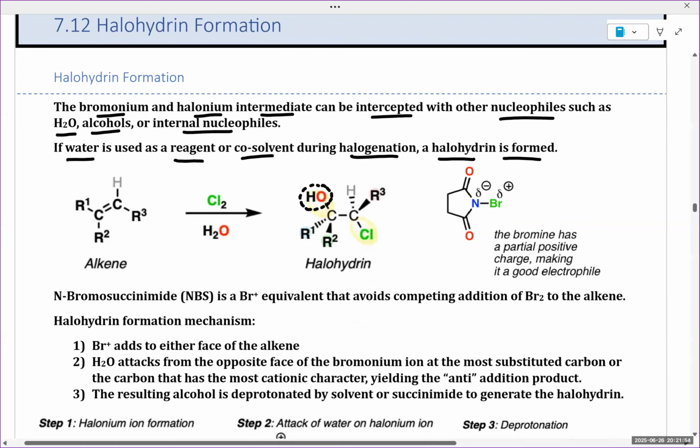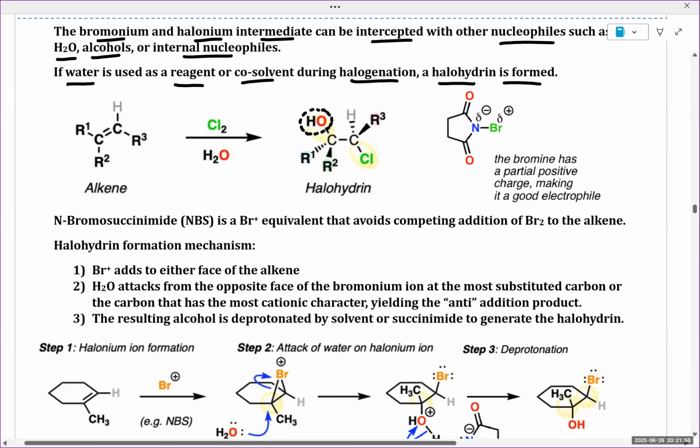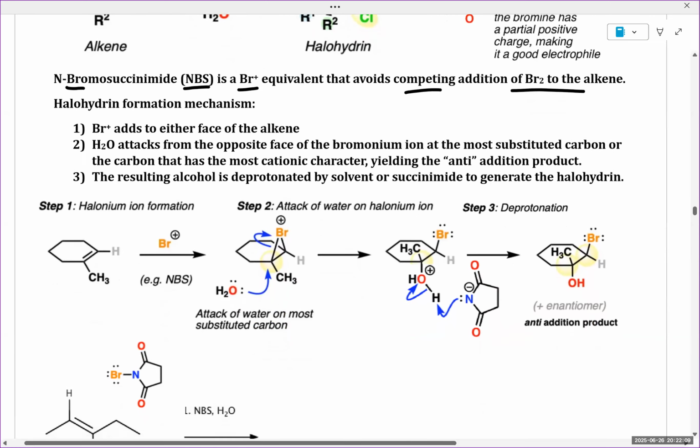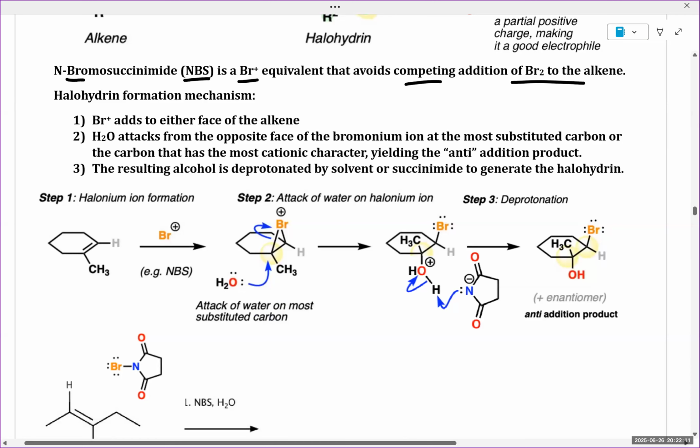Now, rather than just using bromine, chlorine, or iodine, oftentimes N-bromosuccinimide, NBS, is used as a Br plus equivalent that avoids competing addition of bromine to the alkene. Mechanistically, halohydrin formation is very, very similar to dibromination or dihalogenation, in that in the first step, you generate a bromonium ion where Br plus adds to either face of the alkene.